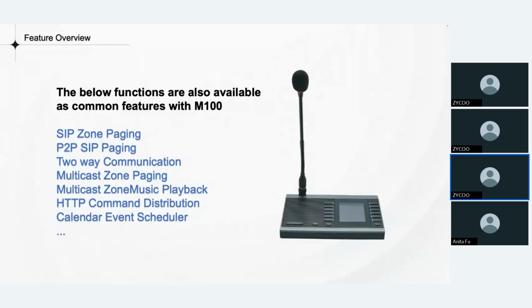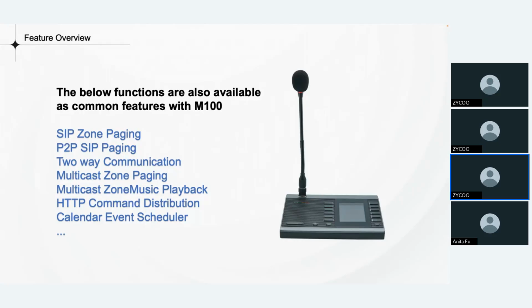Okay, first of all, let's review the main functions of the M100 microphone console. It can support SIP zone paging, working with our IP audio center or some third-party SIP server, which allows you to broadcast messages to a specific group of devices. And we also provide you the point-to-point SIP calls. It will allow you the direct communication with a specific extension.